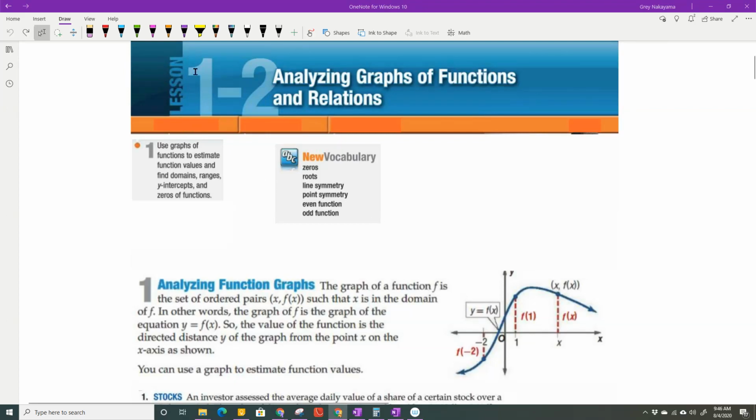Okay, today's lesson is 1-2A because I'm only doing the first objective of analyzing graphs of functions and relations. So our first objective is using graphs of functions to estimate function values, find domains, ranges, y-intercepts, and zeros of functions. So the key part right there is that we are using graphs. So it's all about, can you read the graph and find the information that you need off of a graph?